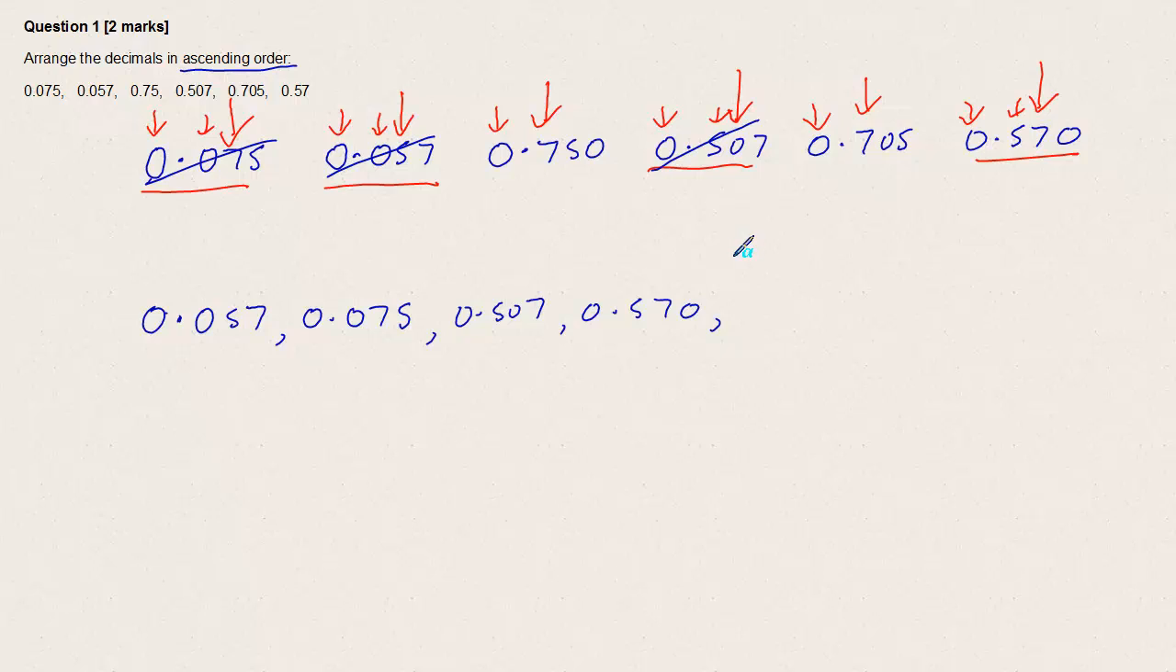And then if we look at the ones that are left with the 7s here, this one has a 5 here, and this one has a 0, so this one is smaller, so 0.705, and then finally 0.750. And really, in the final answer, we shouldn't write the 0 afterwards.